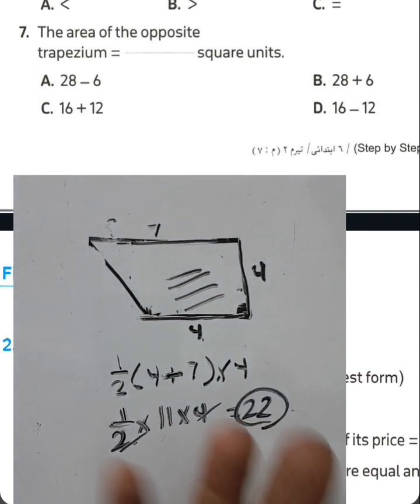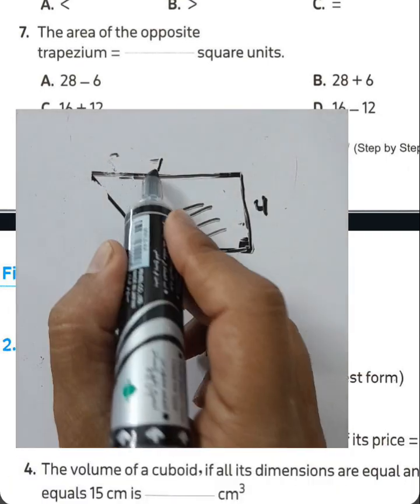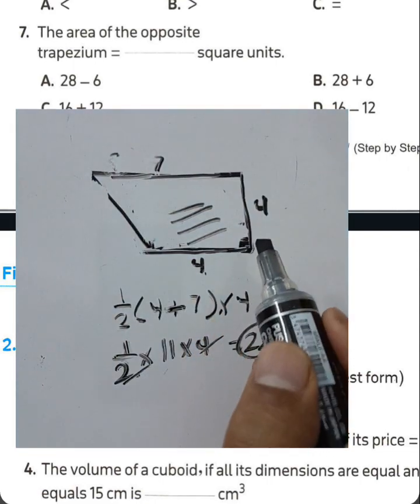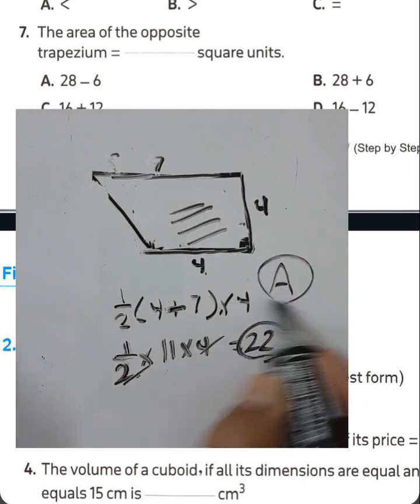So we have 3 methods to solve the example. You have 3 methods to find the area of a trapezium. Okay, whichever method you like, you must choose letter A.